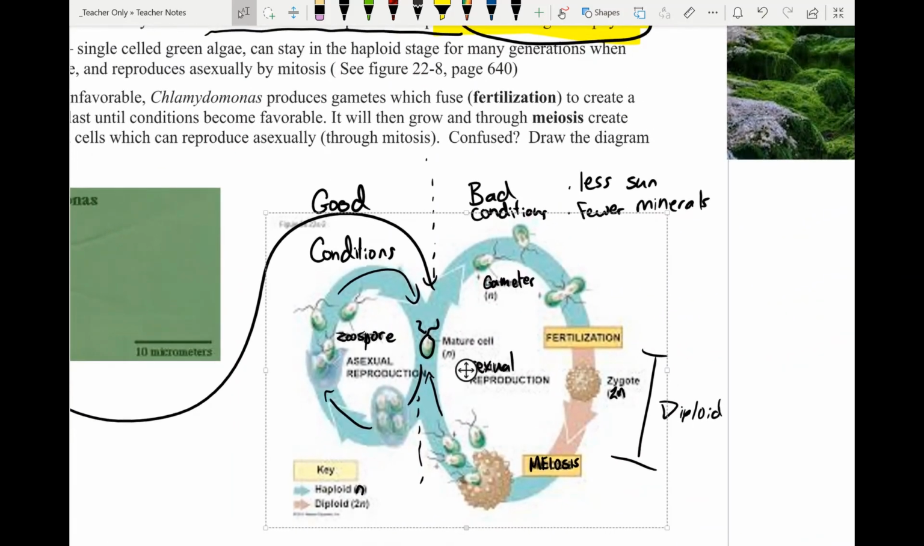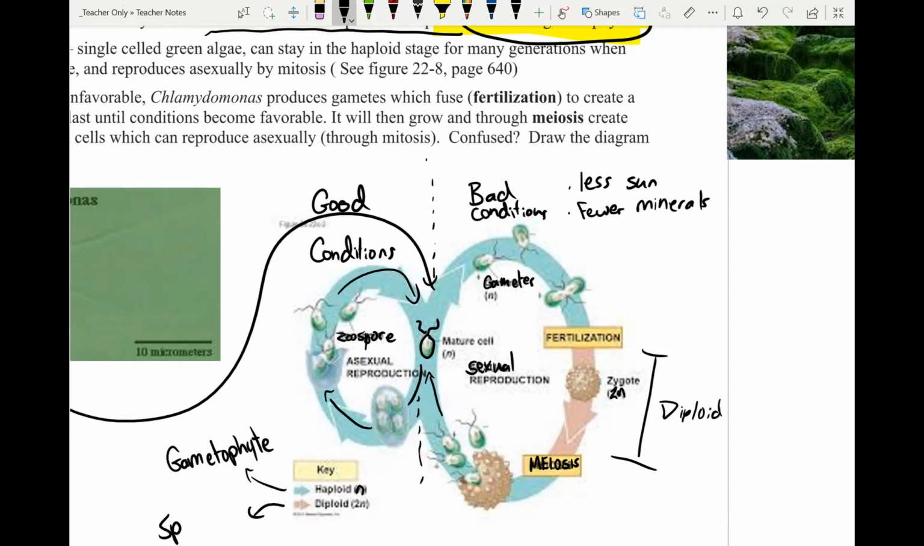Or if you remember the other term, haploid referred to gametophyte, and diploid was a sporophyte. So if you want to think about it, the things that come out are technically the spores. Although it's probably wrong to call them that.